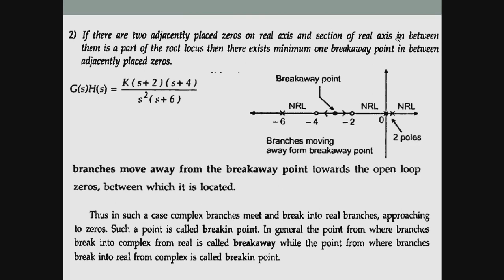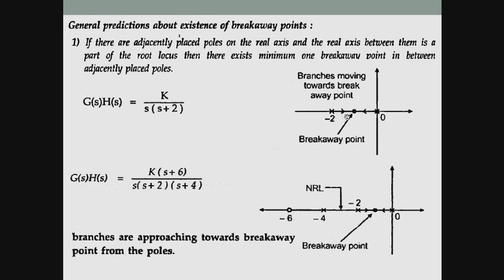So second case, what it says: if there are two adjacently placed zeros on the real axis, the section of this real axis, it is quite similar to that. Only there we studied it for poles in the previous case. Now it will be the same method, only if two adjacently placed zeros are there. And one more thing you have to understand here.